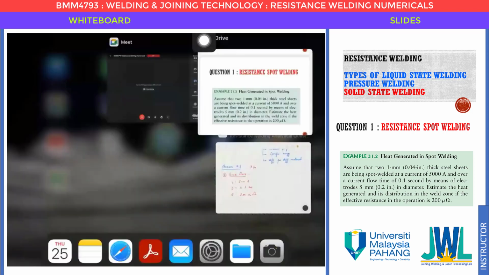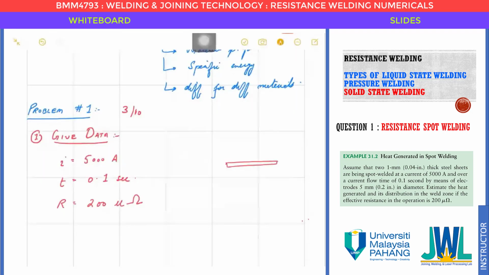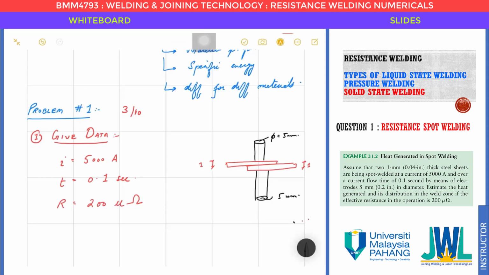So we have got two 1 millimeter plates. Each plate is 1 millimeter thick. So this is 1 millimeter, this is 1 millimeter. Then I've got my electrode. These electrodes have a diameter of 5 millimeter. So this is the construction, or this is the given data.